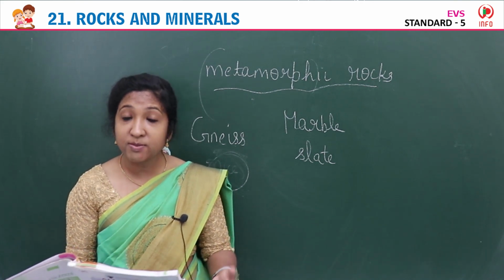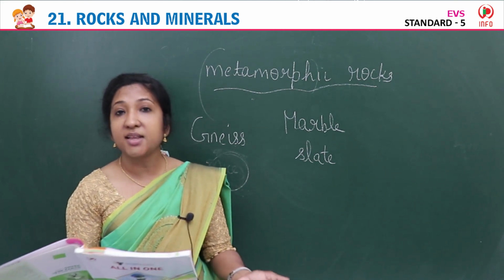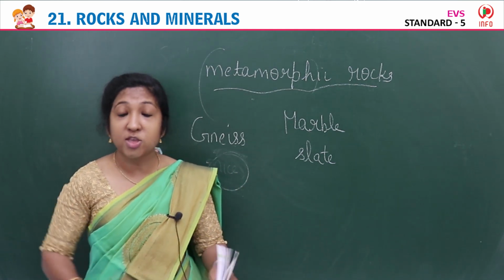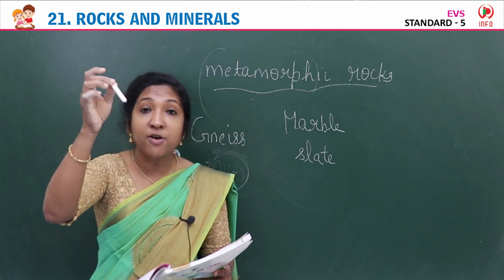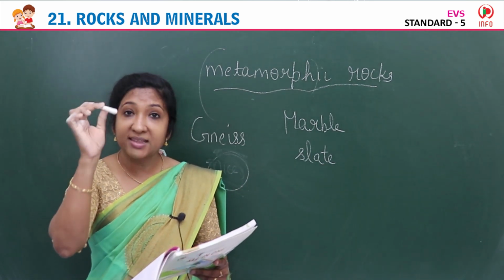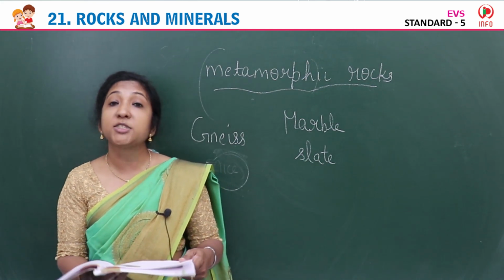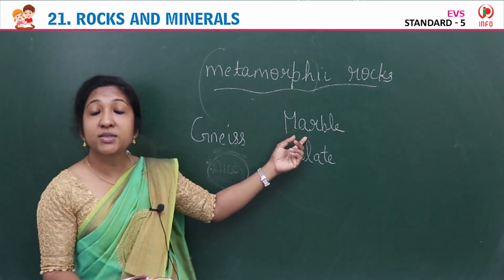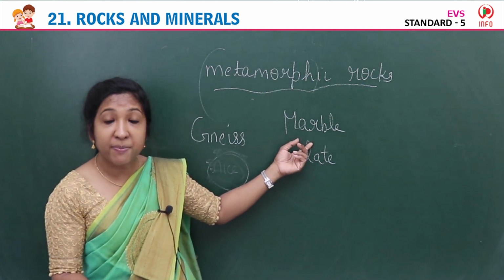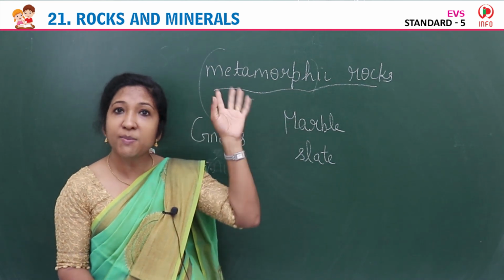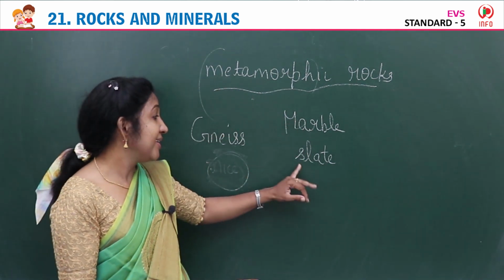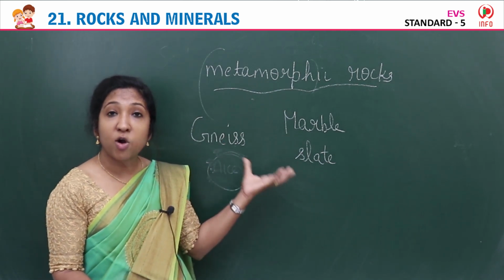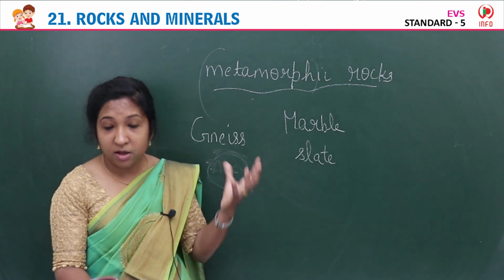Igneous rocks are of different types. Granite is an example, basalt is an example. Sedimentary rocks also we learned: sandstone, limestone, chalk. The chalk we use is made up of sedimentary rock. Then metamorphic rocks also we learned: slate, marble. Marble we use for building purposes. For example, the Taj Mahal is fully made up of marble. Slate we use for writing. These kinds of stones are all examples of metamorphic rocks.